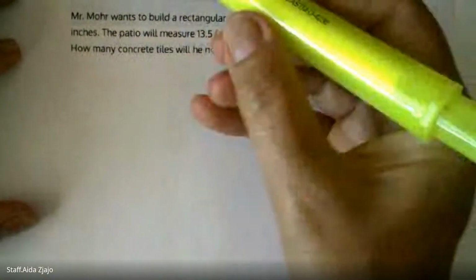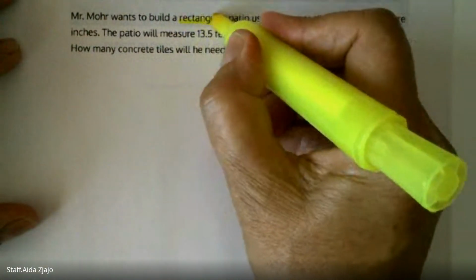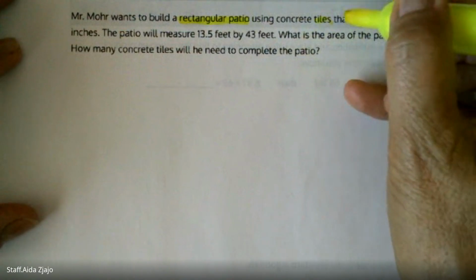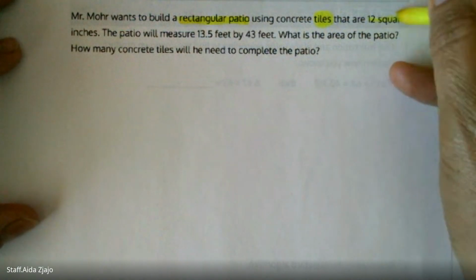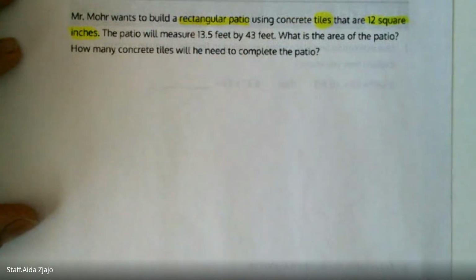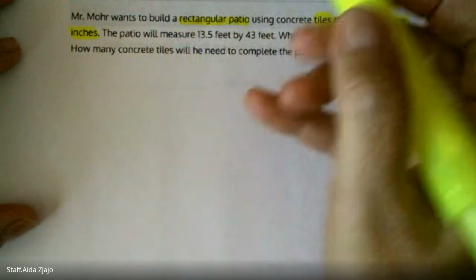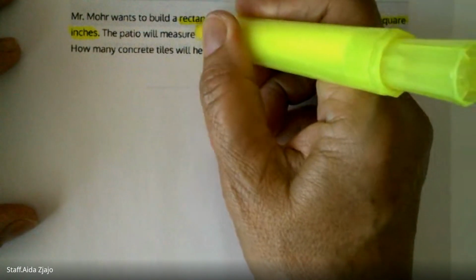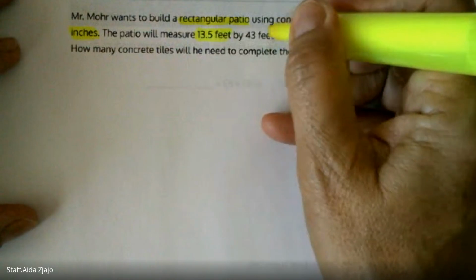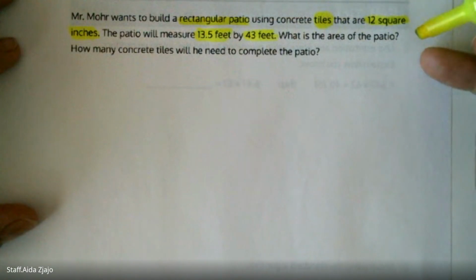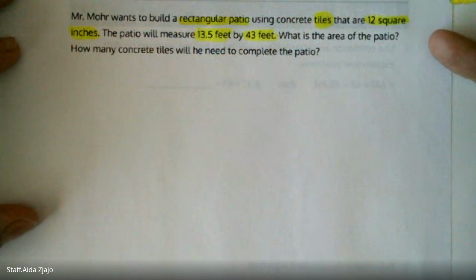Mr. Moore wants to build a rectangular patio using concrete tiles that are 12 square inches. The patio will measure 13 and a half feet by 43 feet. What is the area of the patio?